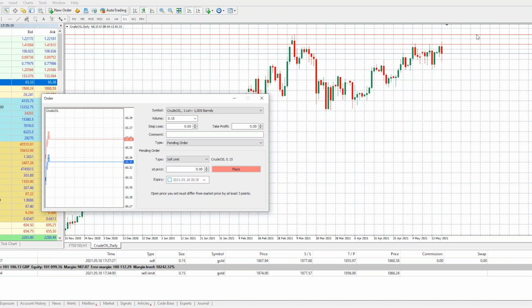Good question, Jose. What's the difference between a buy stop and a buy limit? Buy stop buys from a higher price than the current price, and buy limit buys from a lower price than the current price. And you might say, well, why would I want to buy from a higher price? What kind of sense does that make?